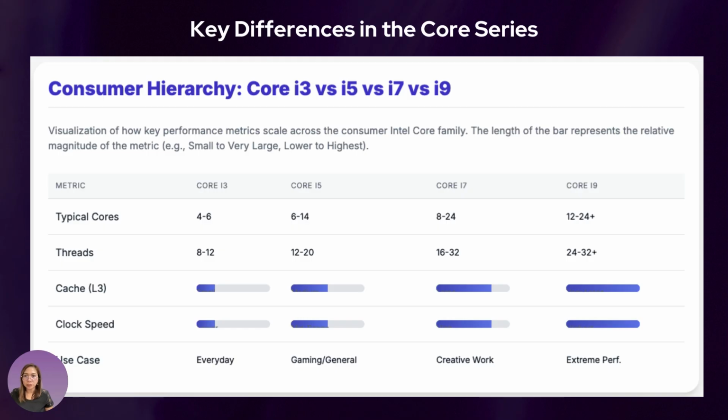The L3 cache is a small, extremely fast memory pool. It also scales up dramatically as you progress through the series. So more cache means the processor can access frequently used data faster, leading to quicker repeated tasks.